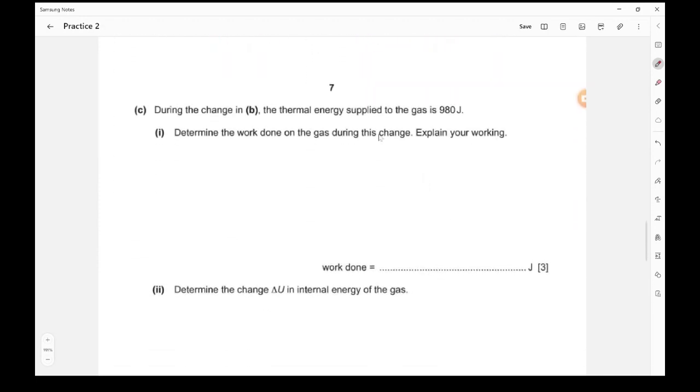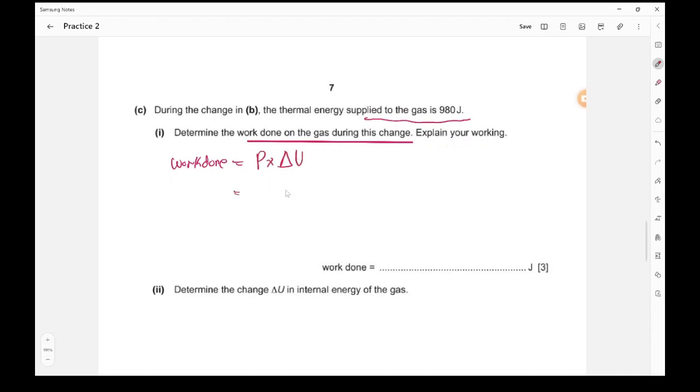During the change in B, the thermal energy supplied to the gas is 980 joules. During the change, the thermal energy, okay. Determine the work done on the gas during this change. First of all, we just need to find the work done. Explain your working. So this is a 3-mark question. So work done is equal to pressure multiplied by change in volume.